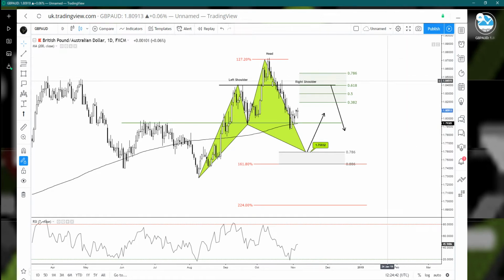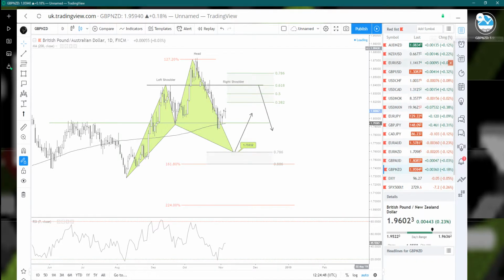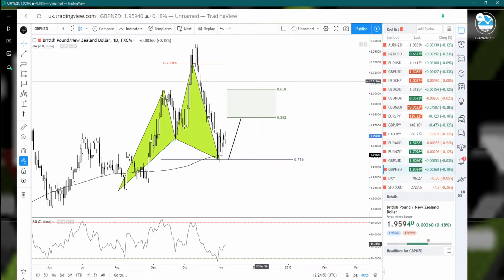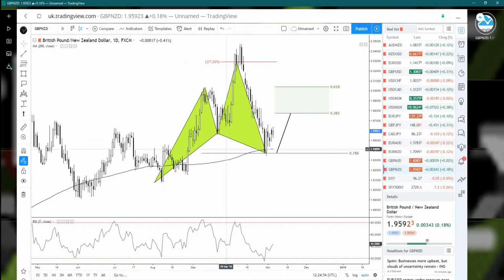Nothing more than that. This is cable versus Aussie. Cable versus New Zealand, this was one amazing short opportunity from the highs that we engaged, and the market has decided, as we can see here, to print some support, to find support at 78% retracement and the completion point for the cipher pattern.